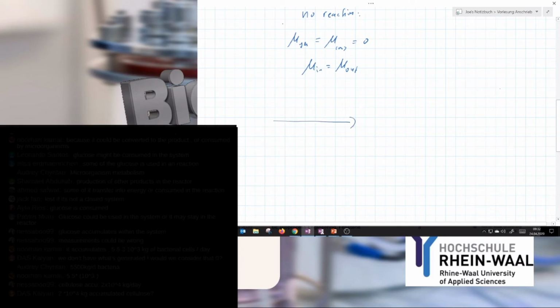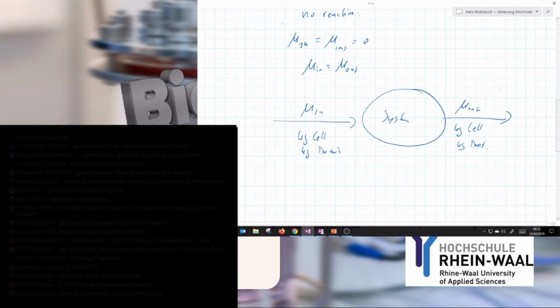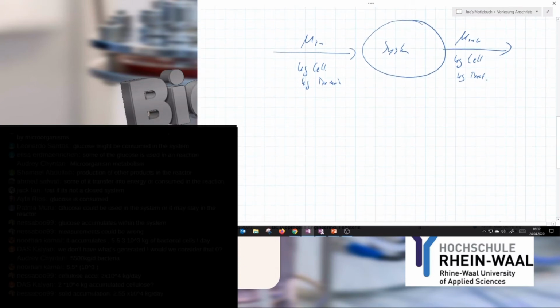So the system here is also very simple, so you don't really know what's happening in the system, but you have M in, M out, and you have kilogram cellulose, kilogram bacteria. A good idea is always to put the mass balance first.